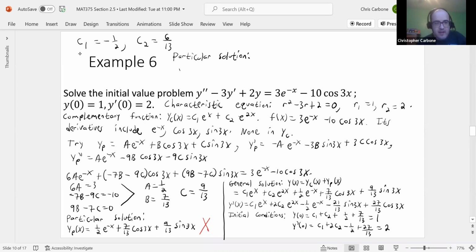To be y of x is negative a half times e to the x plus 6/13 times e to the 2x plus a half times e to the negative x plus 7/13 times the cosine of 3x plus 9/13 times the sine of 3x as our complete solution involving that.